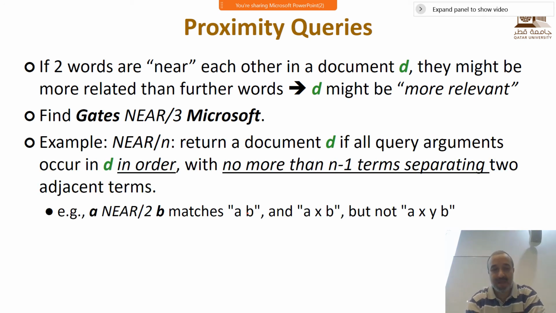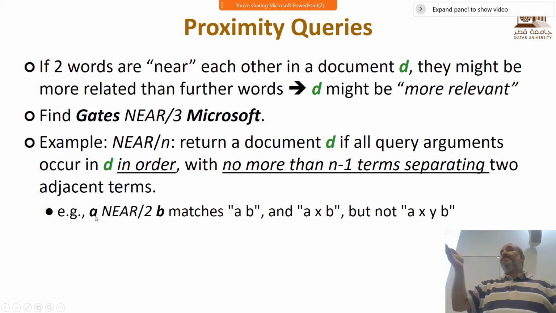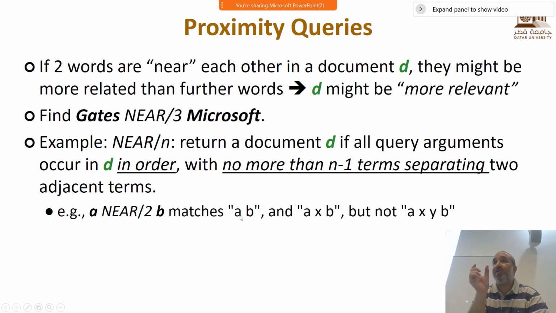So here's an example implementation, or meaning, for it. NEAR n returns a document D if all query arguments, which are Gates and Microsoft here, occur in D in order, with no more than n minus 1 terms separating two adjacent terms. What does that mean? With an example, if I say A NEAR/2 B, the documents that match this query will have A and B adjacent to each other, or A and B with only one term in between, but not two. Something like A X Y B will not match. A X B will match, A B will match. Okay? Is that clear?